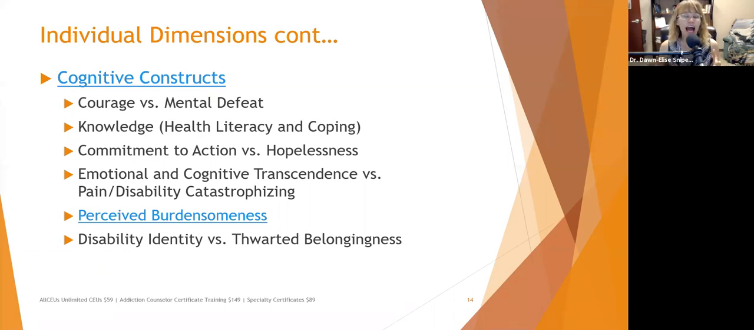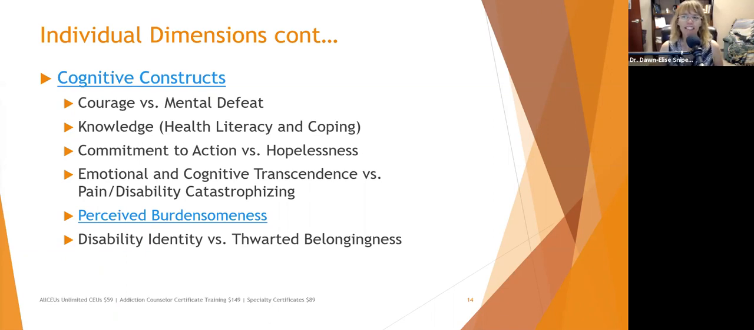Garnering a commitment to action is also really important versus hopelessness. Sometimes if people get a diagnosis, they're like, well, all's lost, might as well not even try. But if they can see that certain things they do will enhance their quality of life, then you can really build up that commitment to action. And this is where that social support and mirroring and development of disability identity really comes into play.